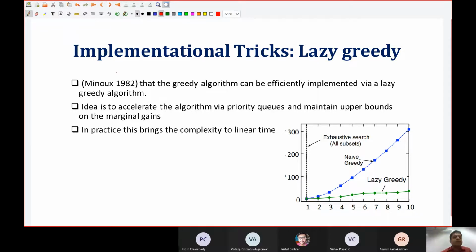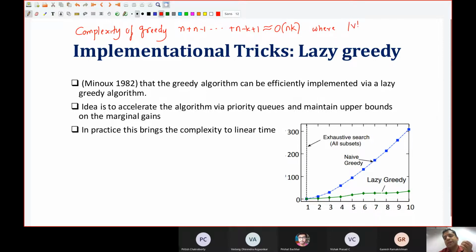So what was the complexity of greedy? Every iteration you are looking at n elements, n minus 1 elements, n minus k plus 1, something like this, right? Which is basically order of n times k, where the cardinality of V is n. But in practice, this is also a little expensive.